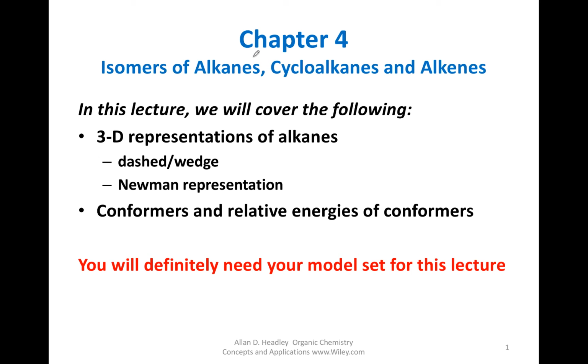This is the first lecture of two for chapter 4. In this chapter, we will be looking at isomers of alkanes, cycloalkanes, and alkenes. But just a reminder again, isomers are compounds with the same molecular formula, but there is something different in the structure of these two compounds, of the isomers.